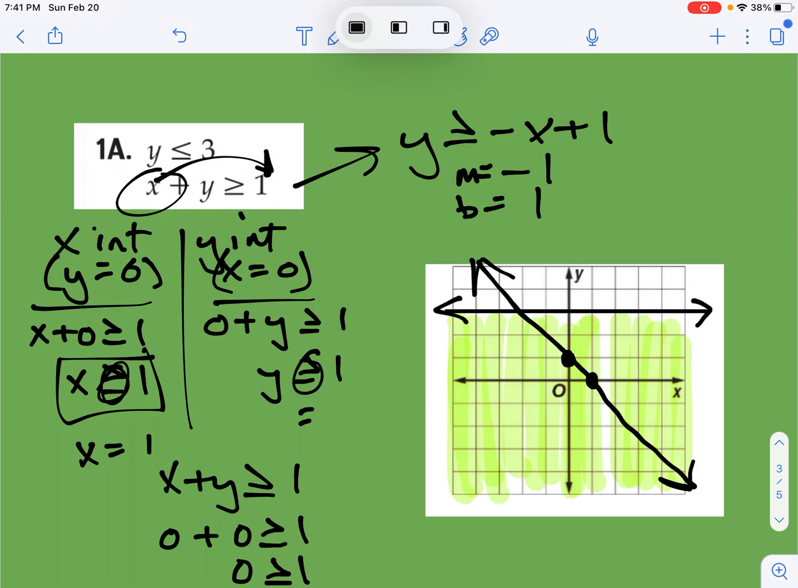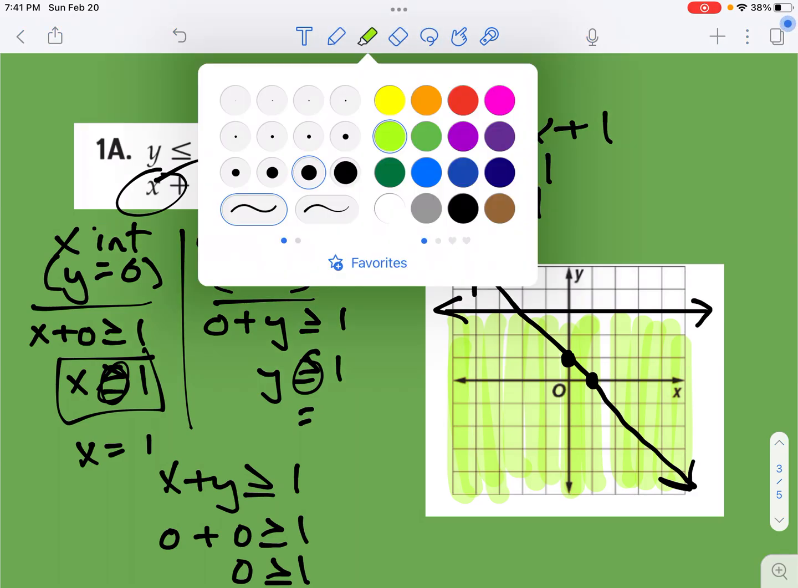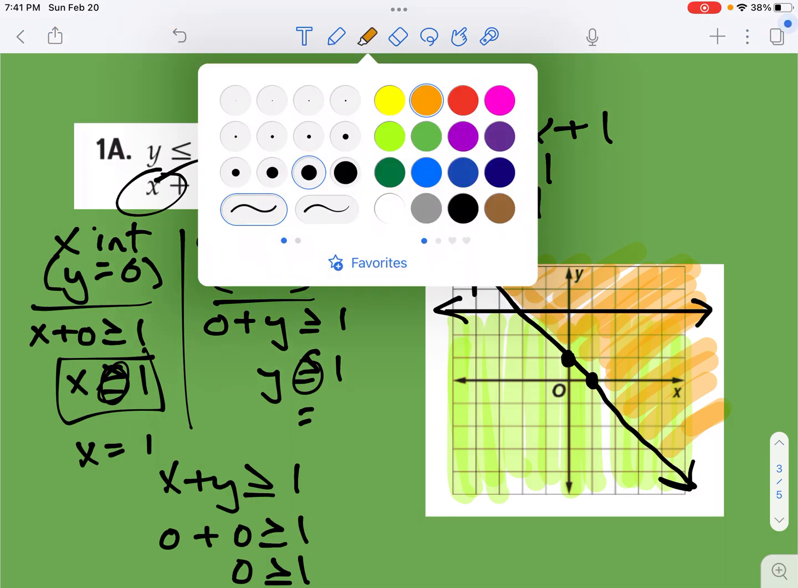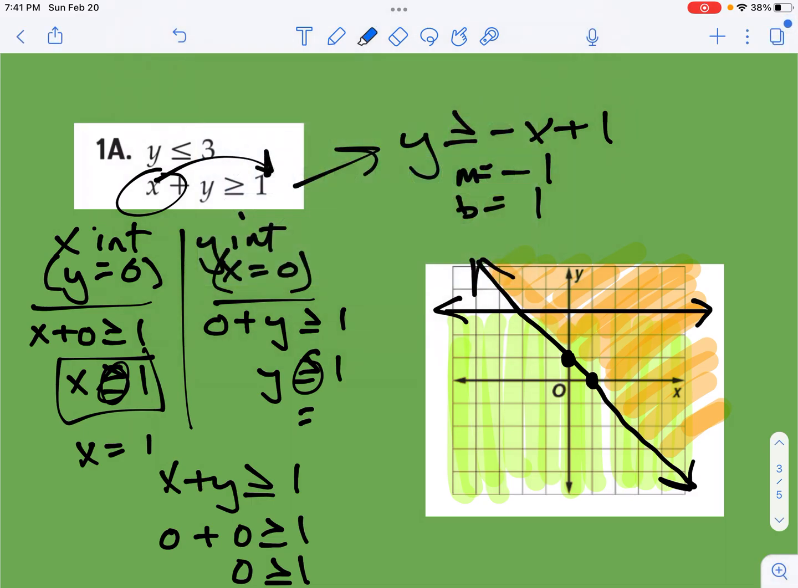Okay, so I'm going to grab a different color here. So let's use orange, right? And so if I use orange, everything right here is what I would shade, right? Because that's the other side away from it. So now, because I'm dealing with a system, where are these things the same? So where they are the same and where they share a solution is right in this area right here. Right? So we got all this, and so this is our solution.